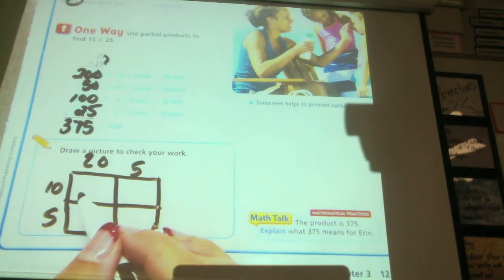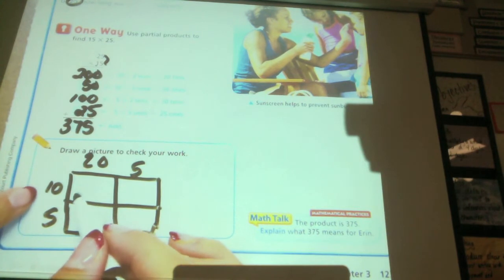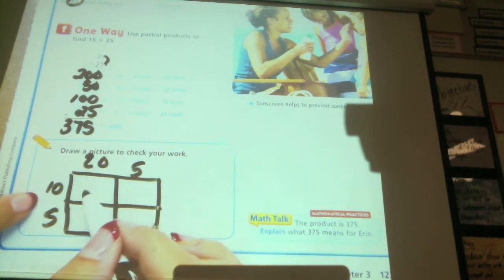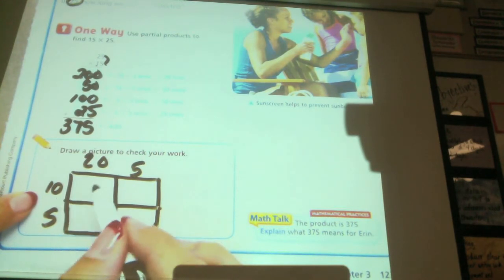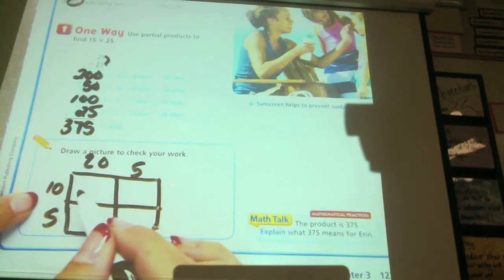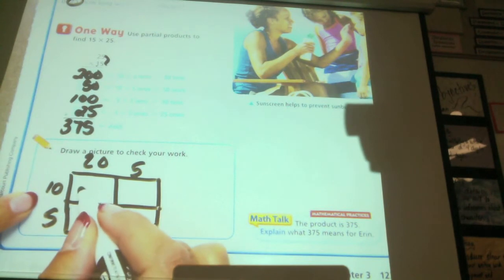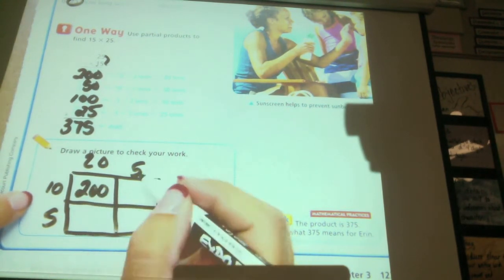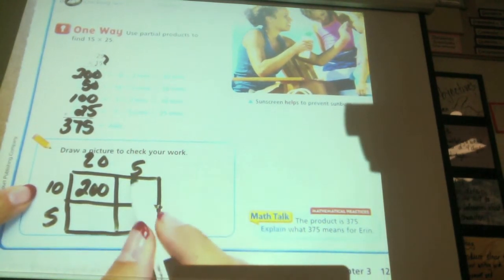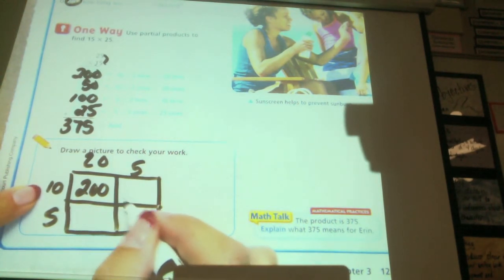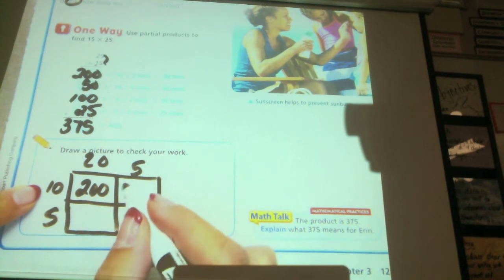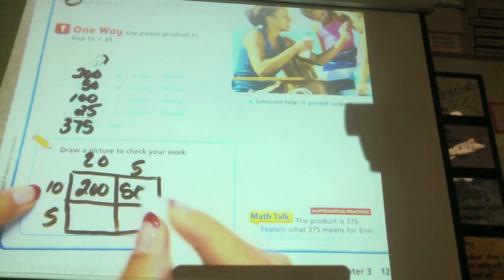I want the pencils down. Whatever box you're in, you're going to multiply the number that's above it and to the left. So in this case, it's going to be 20 times 10. What is 20 times 10? 100. Let me ask the question first before you yell it out. In this box, I'm going to look up and left, so I have 5 times 10. What is 5 times 10? 50.